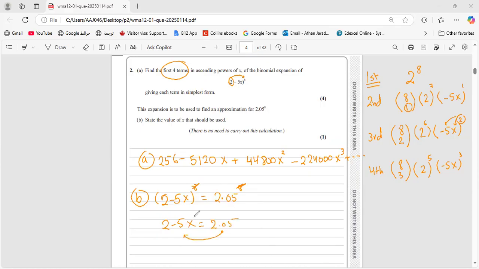Take this one to this side and take 5x to this side. It will be 2 minus 2.05 equals 5x, which equals negative 0.05. So negative 0.05 equals 5x, then divide by 5, so x equals negative 0.01, okay? Negative 0.01. So this is a question about binomial expansion.